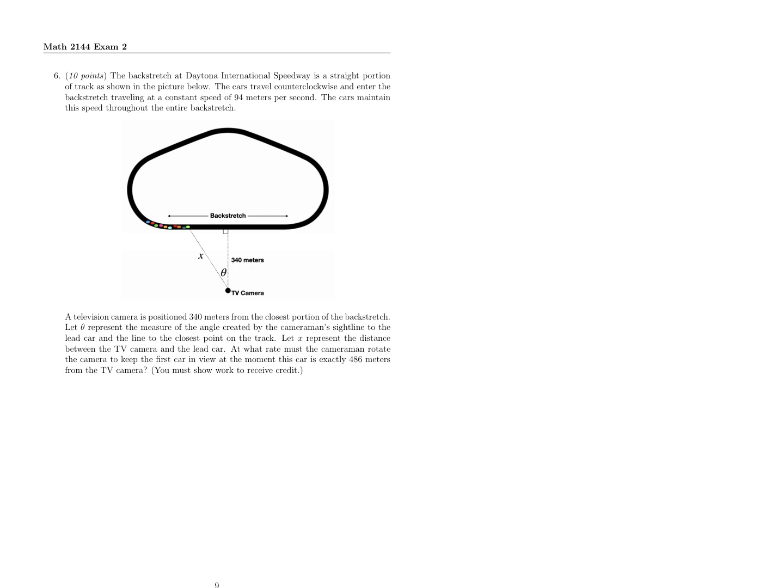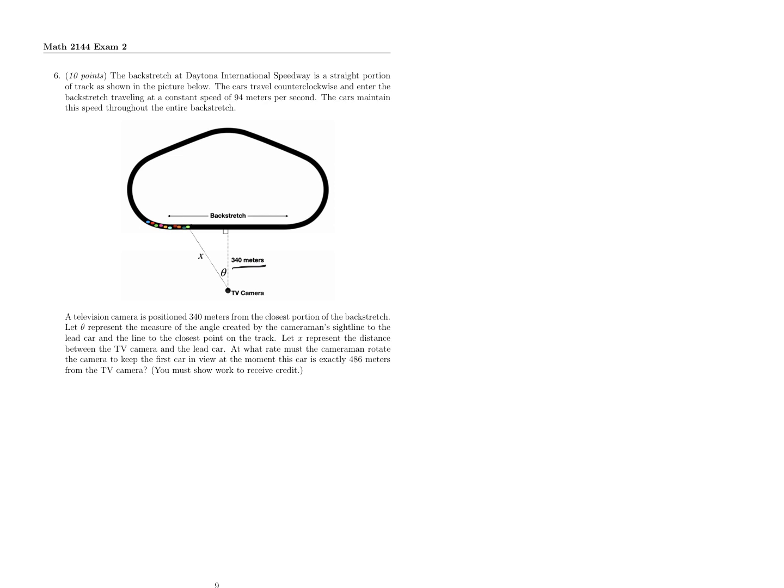On to the last question of the review. So we've got this track here. We've got a television camera at this point here, and it's positioned 340 meters from the closest portion of this backstretch. So theta is going to be that angle of the cameraman's sight with that lead car. It looks like that green car there. And then we want x to represent basically that hypotenuse length when we form that right triangle.